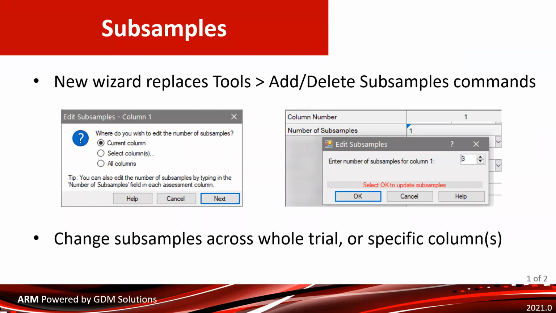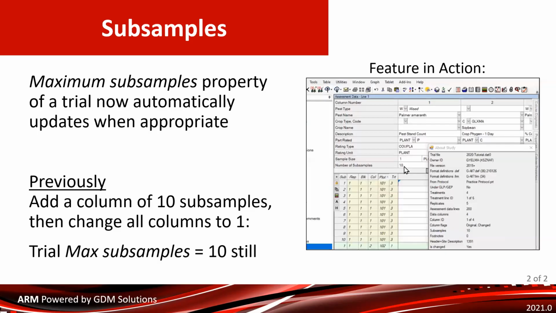We tweaked how subsamples are dealt with, hopefully to make it a little easier. We created a wizard because the dialogue before was really cryptic. How many subsamples do you want, or how many do you want to delete? It was kind of confusing, so we just made it simpler. ARM will ask you specifically what your intent is and make it easy to adjust.